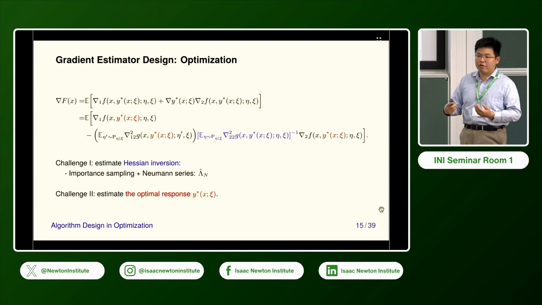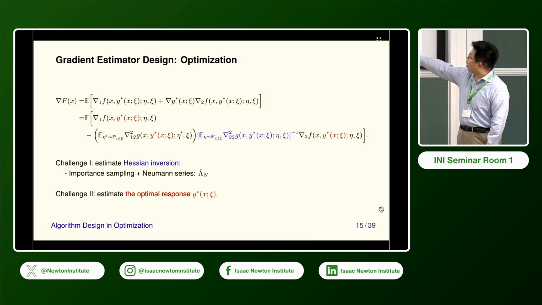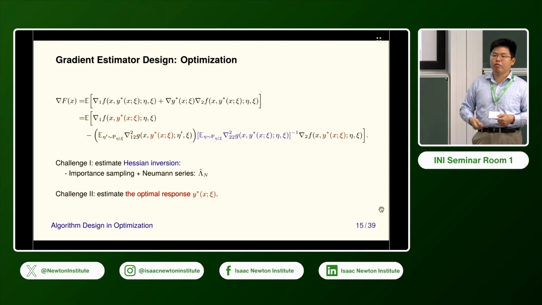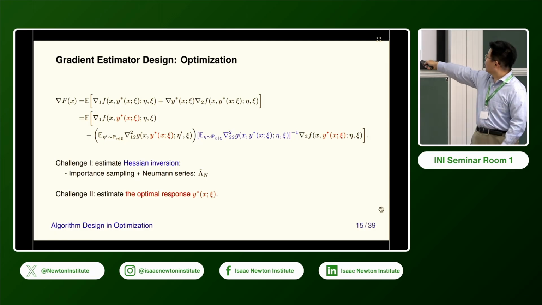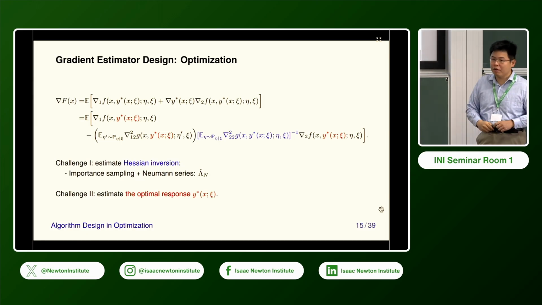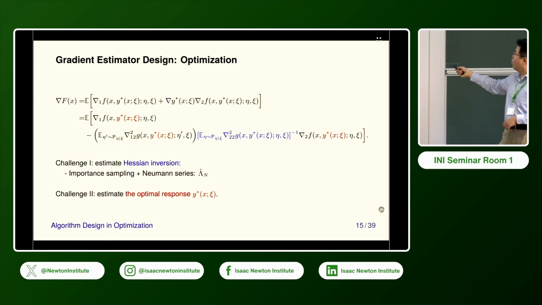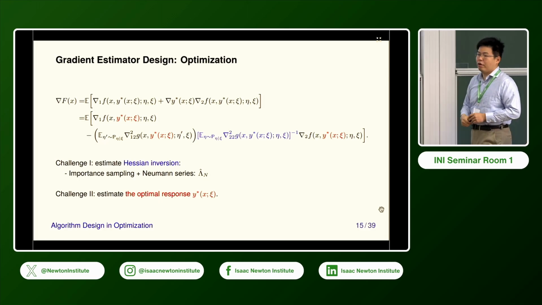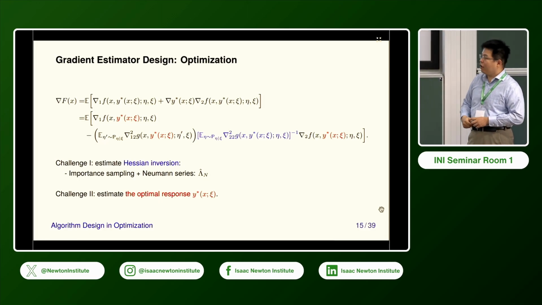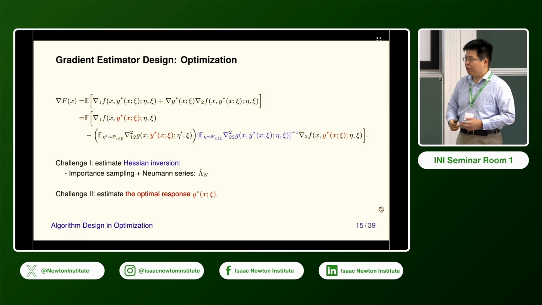And then you can use the implicit function theorem to write down everything about this gradient of Y star with respect to X, the gradient of the optimal response with respect to the leader's decision. It's complicated. You don't need to read it, but this is a Jacobian. This is a Hessian inverse of the lower level problem. Once you have this form, another thing you need to do is try to estimate it. And there are two challenges here. The first challenge is that you need to estimate a Hessian inverse. Complicated. The second challenge is that for each given leader's decision X and the random realization C, you need to find an approximate good best response.